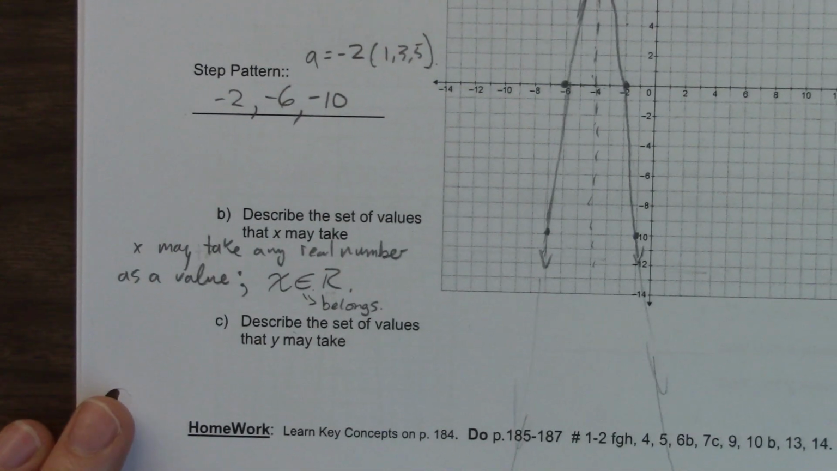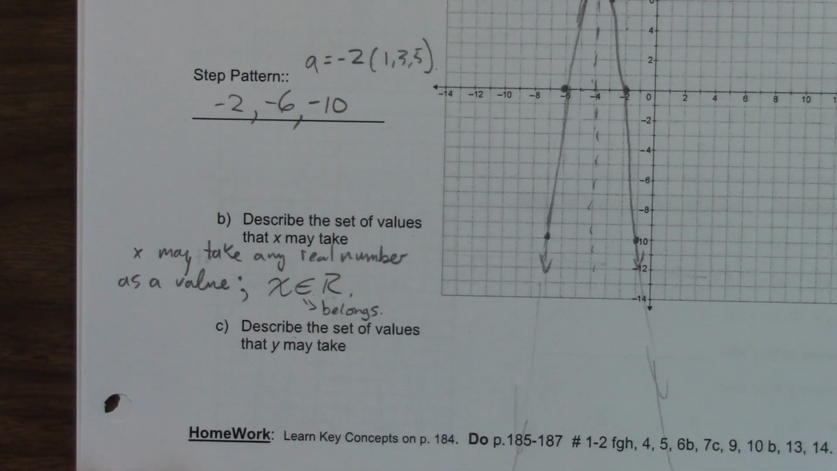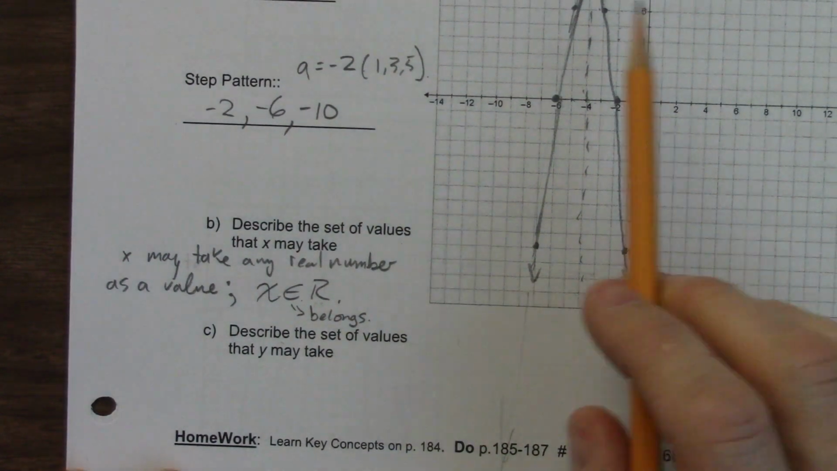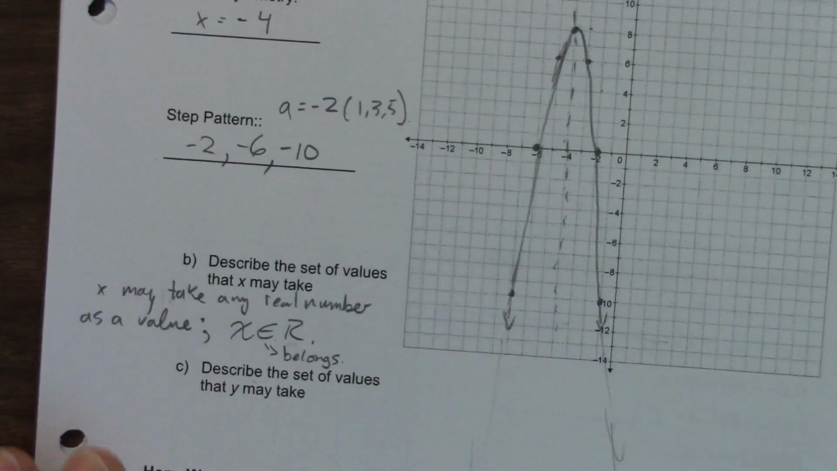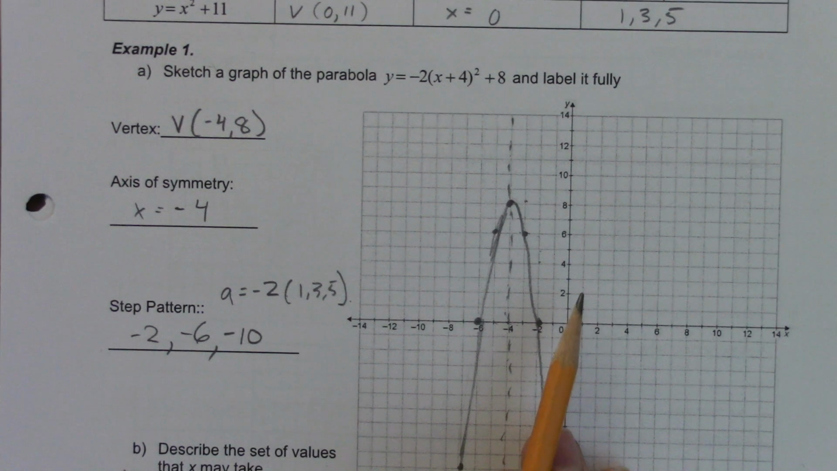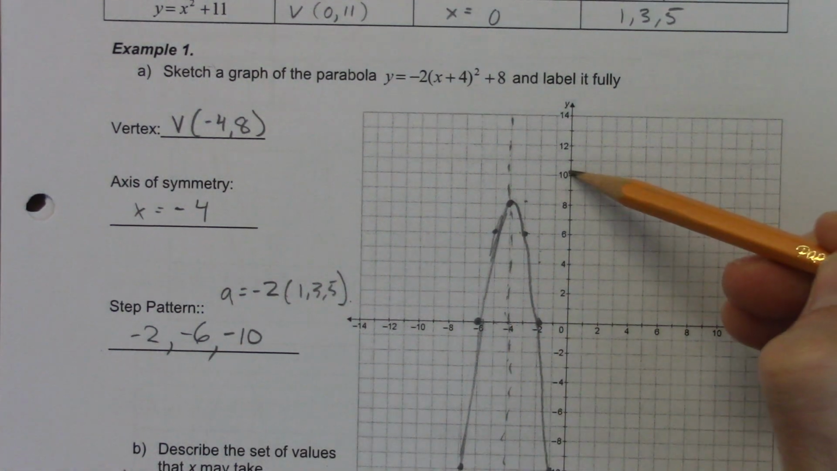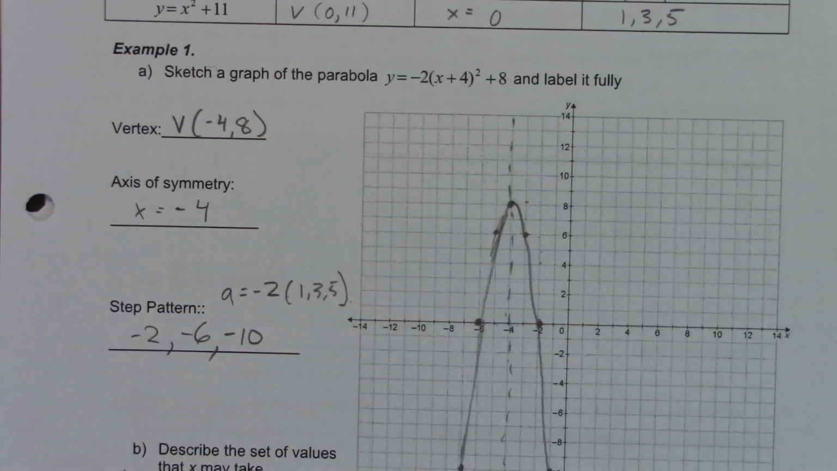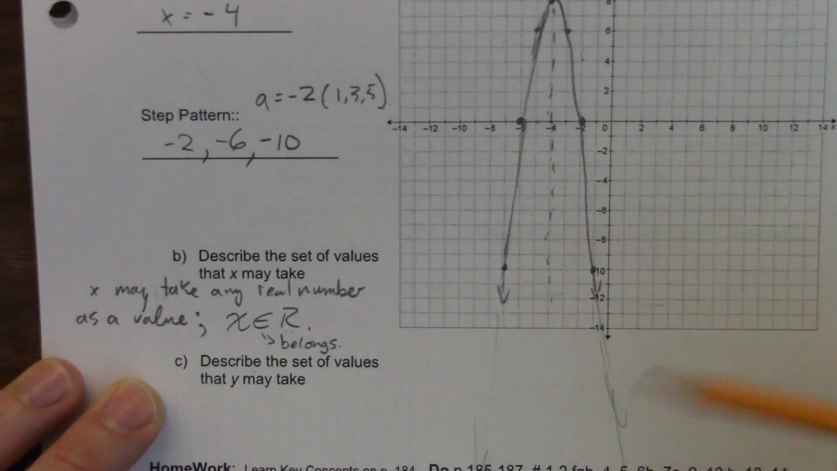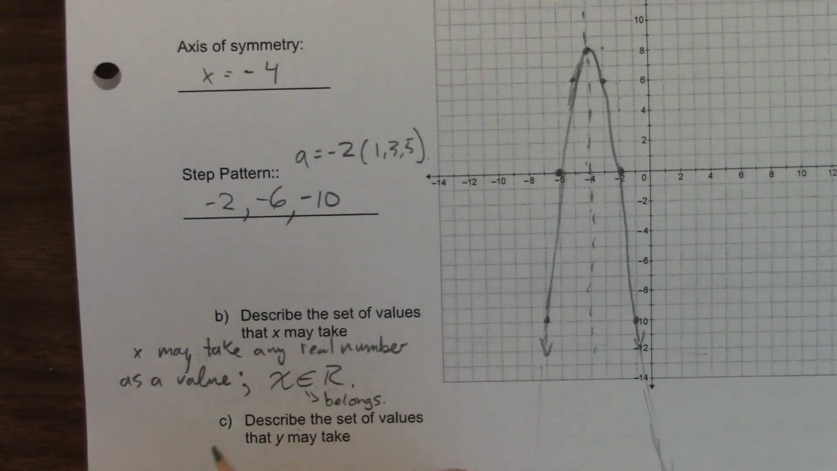Okay? Then it says describe the set of values that y may take. Okay? Can y be plus 10? Jaden, what do you think? Sorry? No, it can't. Never going to go to 10. Could it be minus 6 million? Yes. How about 6 trillion? Yeah, it could be, because it's going to go there eventually, right? It's going down, down, down. So describe the set of all real numbers for y.